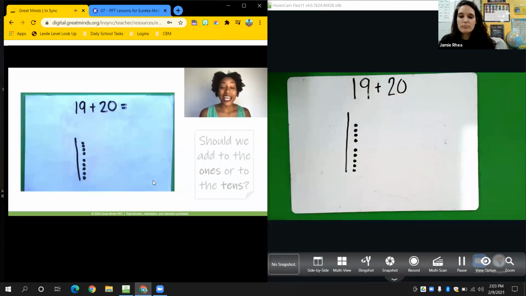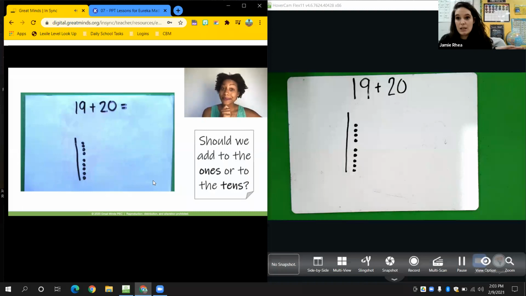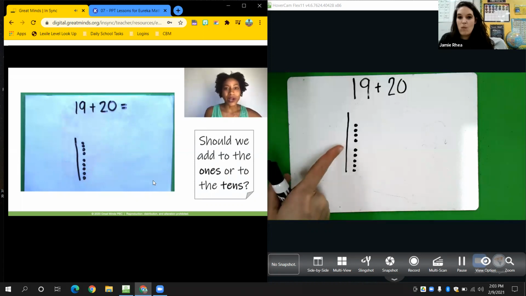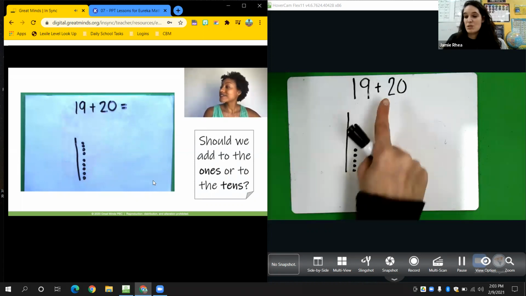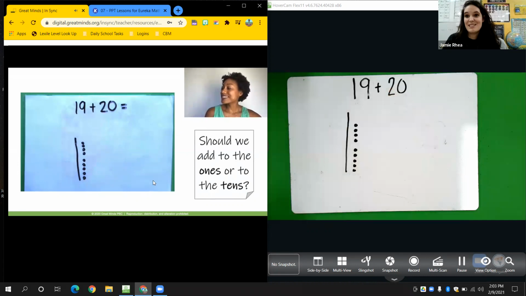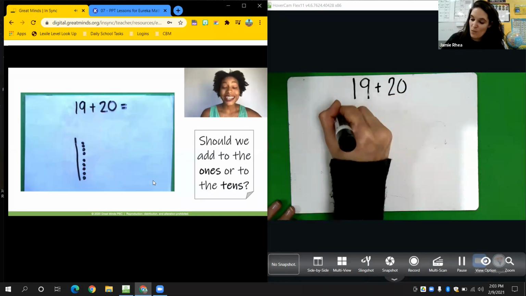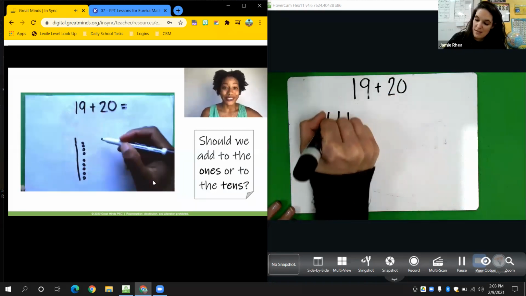All right. Now, before drawing our next add-in, what do we need to ask ourselves, mathematicians? Should we add to the ones or to the tens? That's a great question. Well, we're adding 20, so what do you think? Should we add to the ones or add to the tens? Tens, because 20 is two tens. Well, 20 is the same as two tens. So let's add to the tens. Go ahead and add to your 10 on your drawing while I do it on the screen.